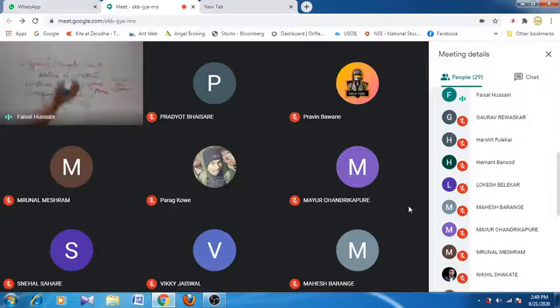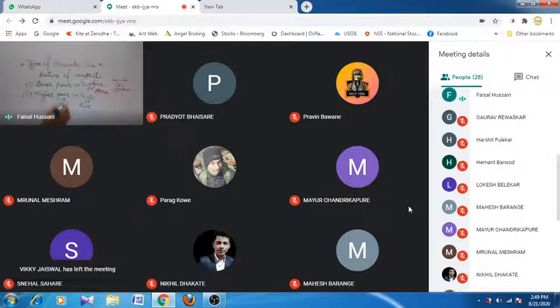Point contact, we can take the example of a cam and a follower mechanism. This is your cam, roller, and this is your cam. Cam is rotating and roller is reciprocating. So here there is a point contact.